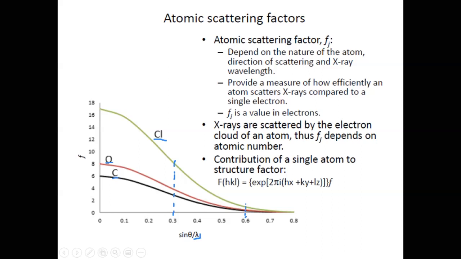And this is where it shows up in the structure factor for each single atom. So you would include the scattering factor when you're trying to determine the intensity of the reflection due to each atom at that lattice point.